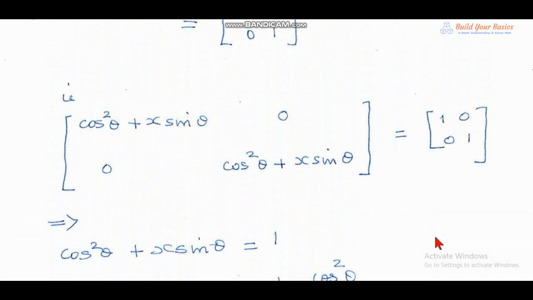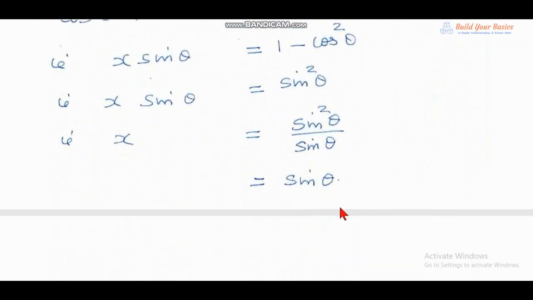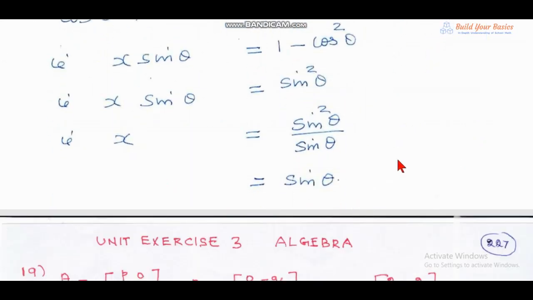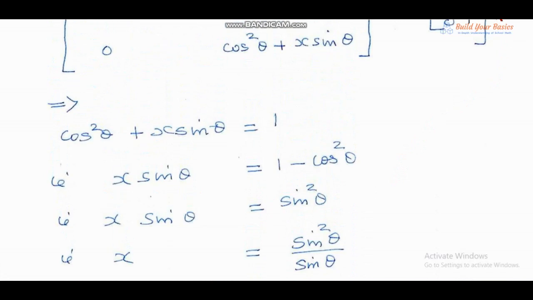Now I have got the answer by equating cos square theta plus x sin theta equal to 1. You can get the answer by equating the other element also, and you will get the same answer, x equal to sin theta. So the problem is over.